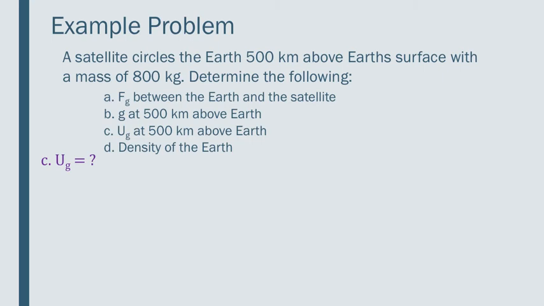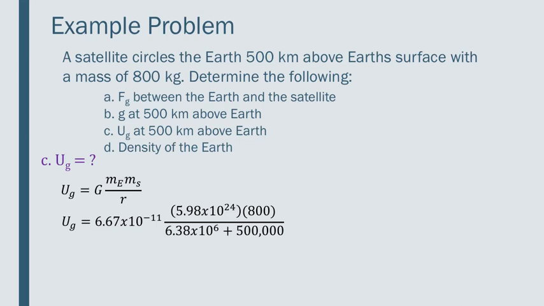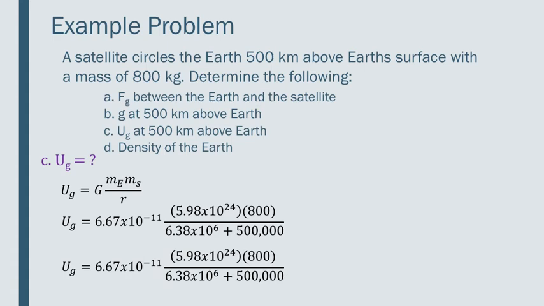Let's take a look at C, the gravitational potential energy at 500 kilometers above Earth. Let's start with our equation that we derived earlier: gravitational constant times mass of Earth times the mass of our object, in this case the satellite, all over the distance between the two objects. If we plug all those numbers into our calculators, we should get a value of 4.6 times 10 to the 10th joules.